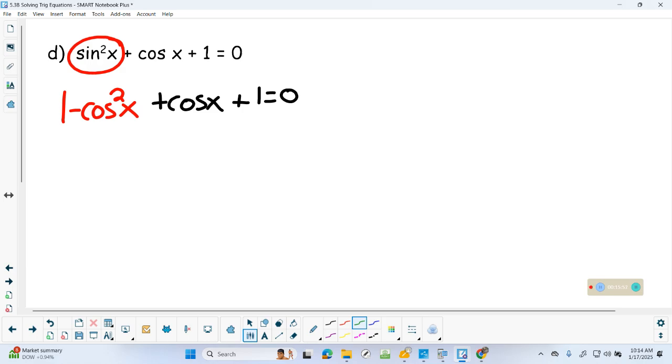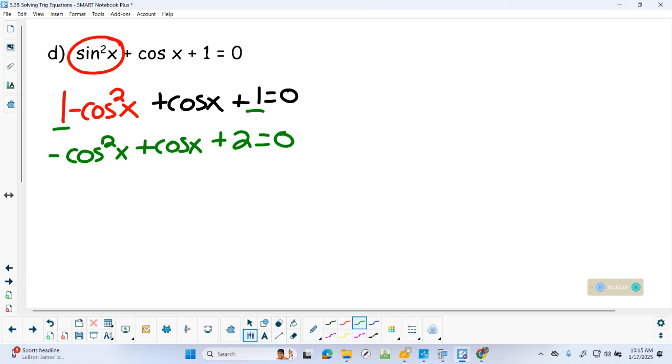So I see the quadratic, the squared. I think I'm probably going to have to factor it again. I'm going to first get it in the correct order, the squared term first. I don't love that that's negative either. I'm going to put cos in the middle, and I'm going to go ahead and combine our like terms, the ones.